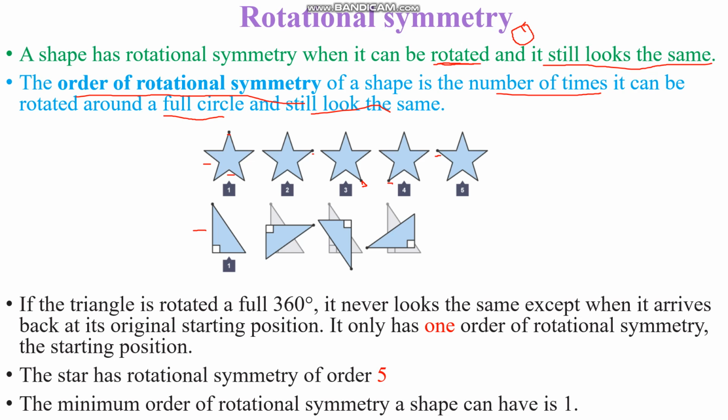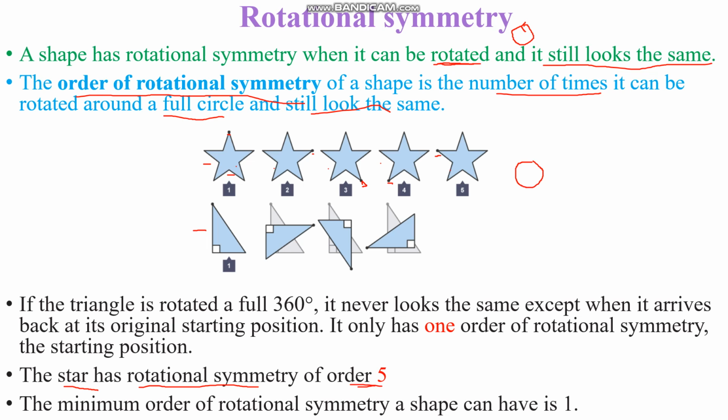So in this case, we say that the star has a rotational symmetry of order 5, because in a complete circle, or a complete revolution, the star can look the same 5 times. So this is the 1st time, the 2nd time, the 3rd time, the 4th time, the 5th time. So we say that it has rotational symmetry of order 5.